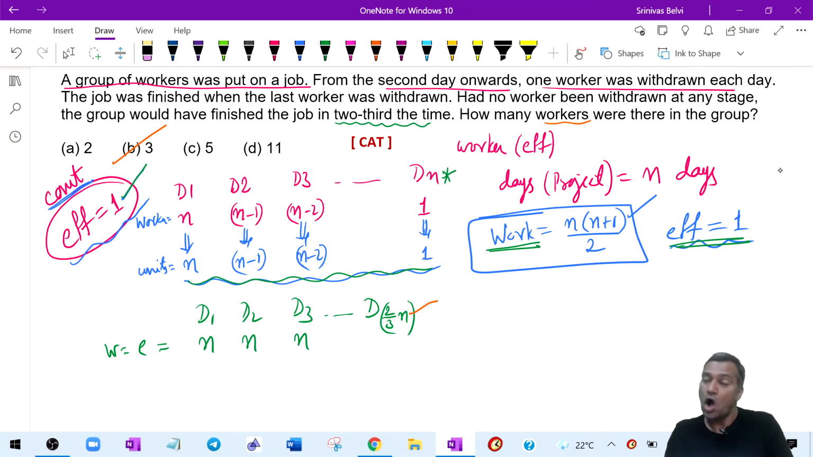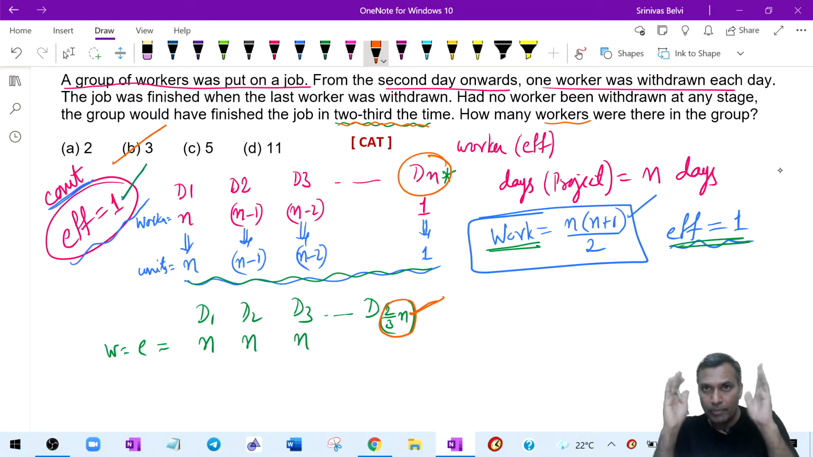The author did not say to tell approximately what is happening. The moment you understood that it is 2/3 of the time, 2/3 of n days, because earlier they took n days to complete the work, now they will finish by 2/3 of n days, which will be some other number. The moment you understand 2/3 of n, this n should be a multiple of 3. None of the answers were multiple of 3.